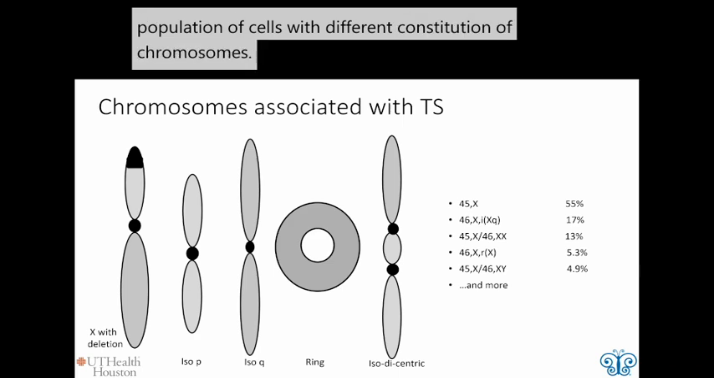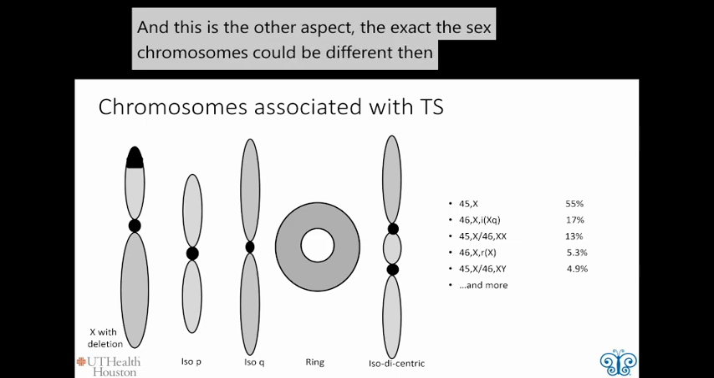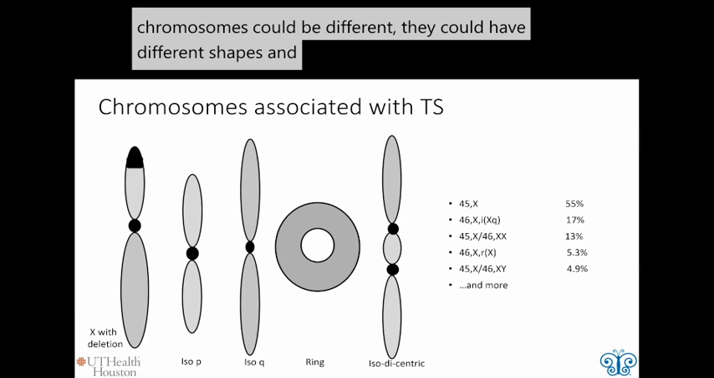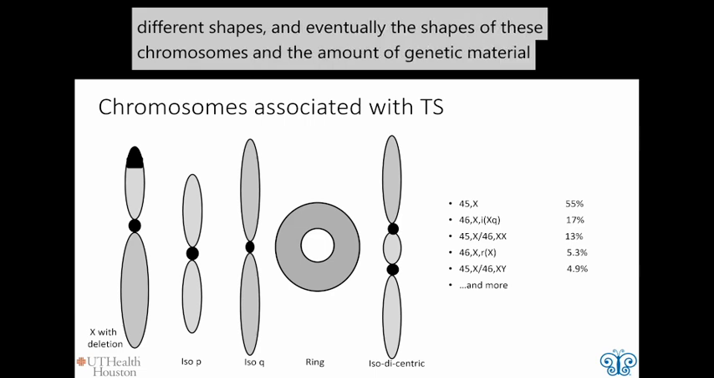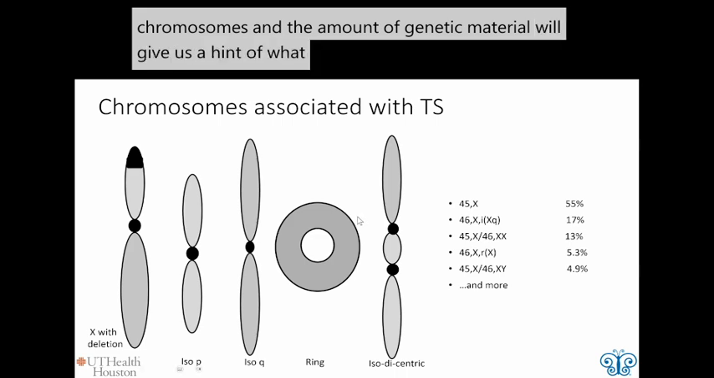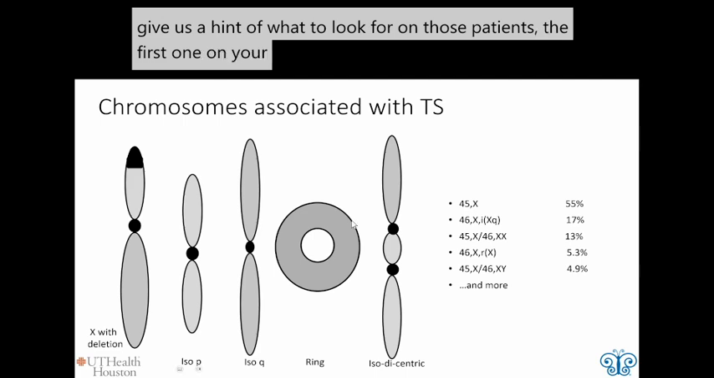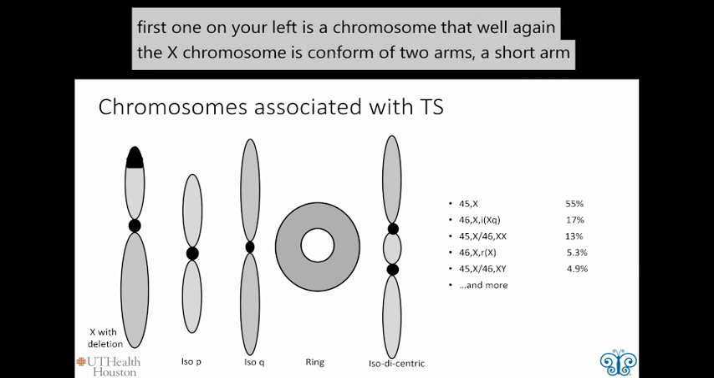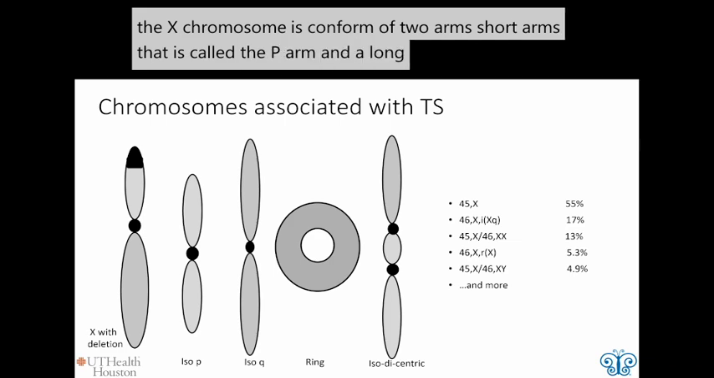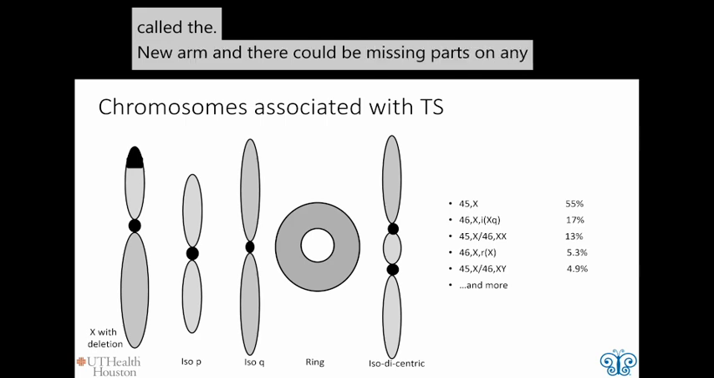And this is the other aspect. The sex chromosomes could be different. They could have different shapes. And eventually, the shapes of these chromosomes and the amount of genetic material will give us a hint of what to look for in those patients. The first one on your left is a chromosome that, well, again, the X chromosome is made of two arms, a short arm that is called the P arm, and a long arm that is called the Q arm, and there could be missing parts on any of those segments of the chromosome.